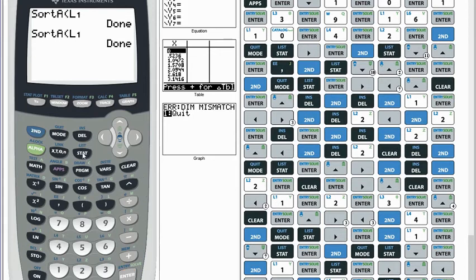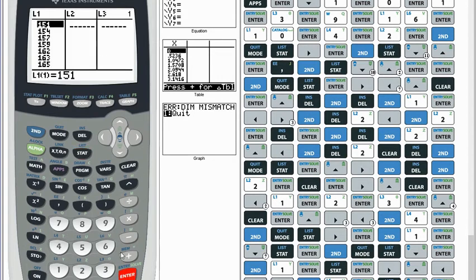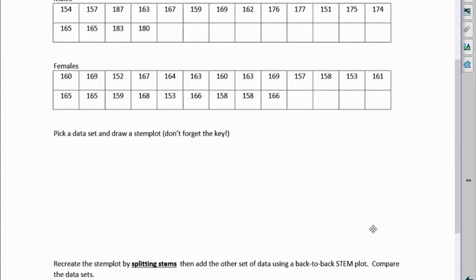Enter. And now stat edit. And now I'm going to make my stem plot. And again, I have this data on my calculator, so I can see it. Okay, so when you're drawing a stem plot, again, you need to have a title. So stem plot of male heights in UK.